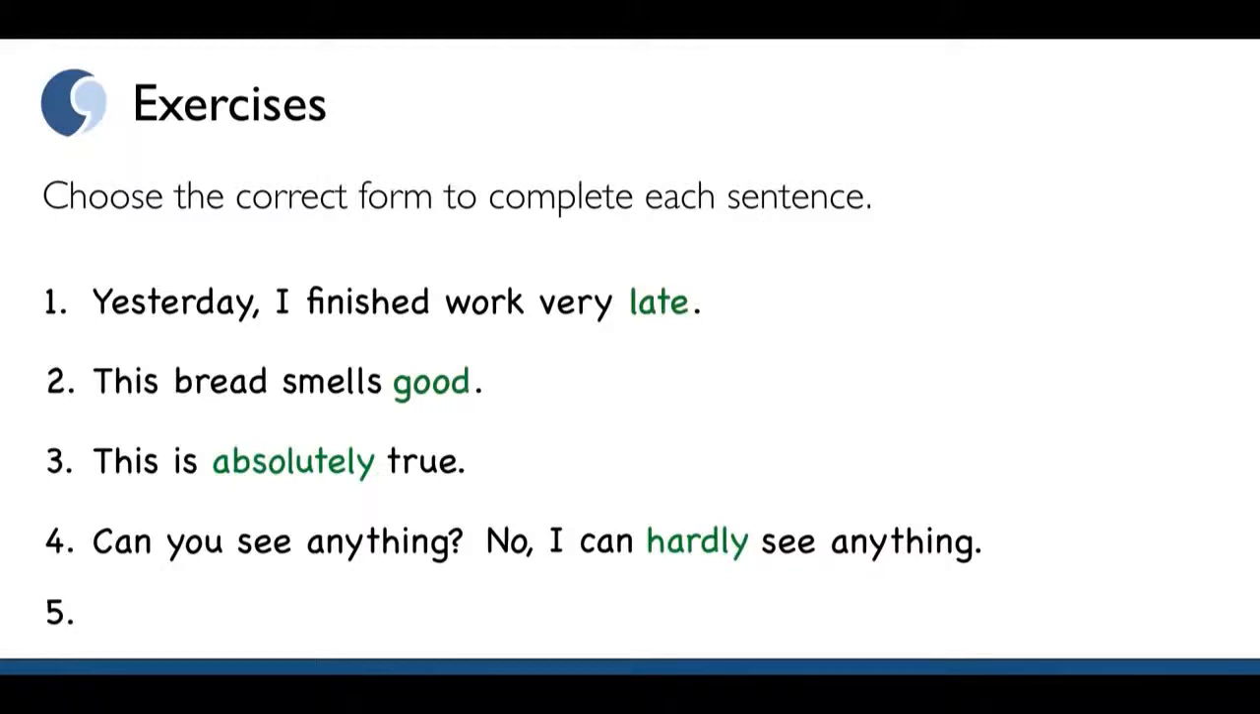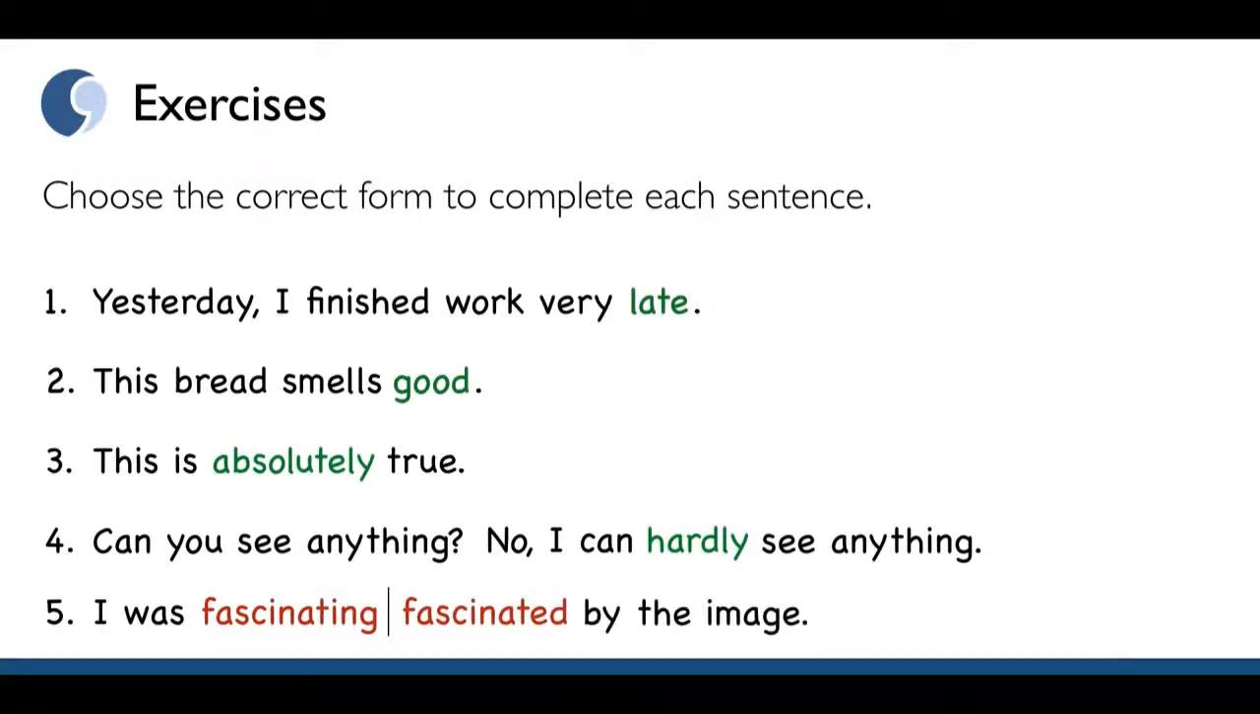Number 5. I was by the image. We're describing the feelings of the person. Therefore, the correct adjective is fascinated. I was fascinated by the image.